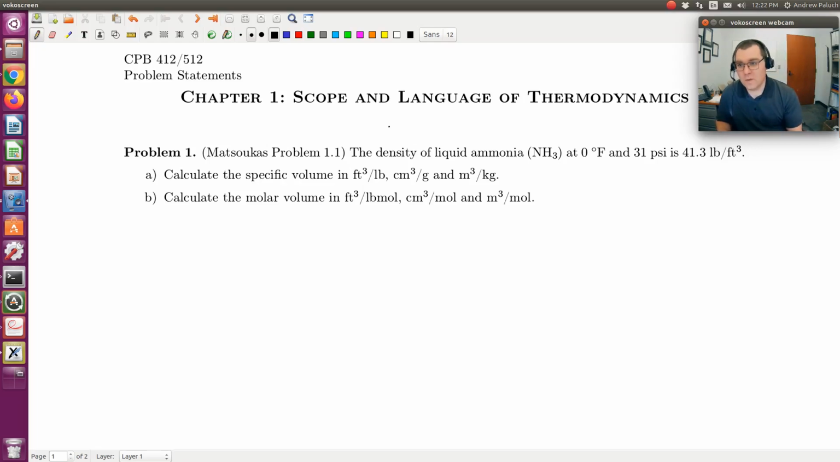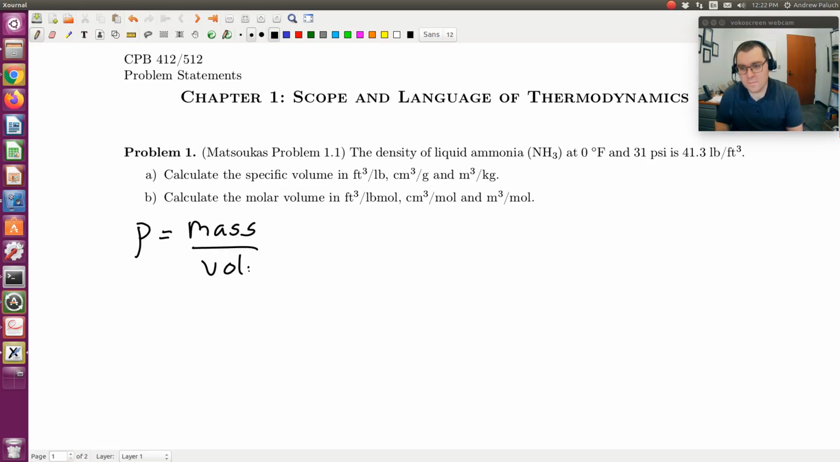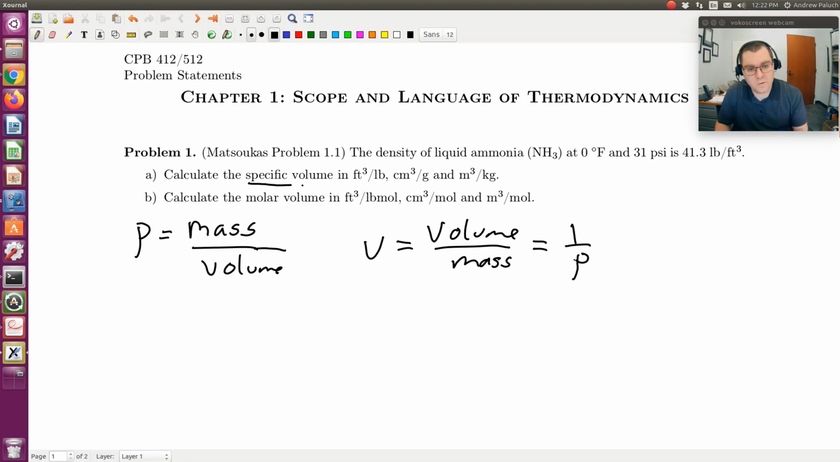Okay. So first thing to note is, remember, density is defined as being mass per volume. My guess is in your Thermo 1 class, your mechanical engineering thermodynamics 1 class, you probably used a lot of density. Right? So density is defined as mass per volume. Specific volume, key being specific. Our specific volume, V, is going to be defined as volume per mass, which is equivalent to 1 over the density.